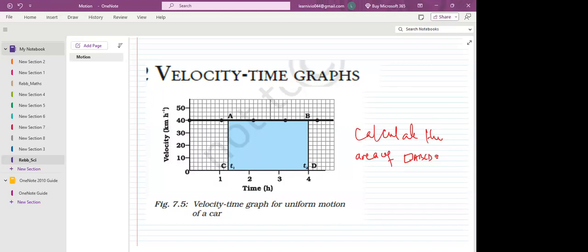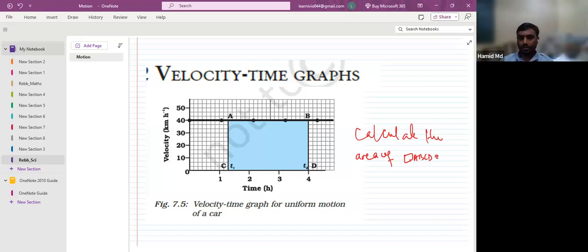It'll be L into B, so AC into CD. Okay, that's true. But you have to calculate from the origin. Calculate the length from the origin for the time axis and for the velocity axis, and then write it. Suppose this is O. Instead of 0, call it O. Right? Okay.